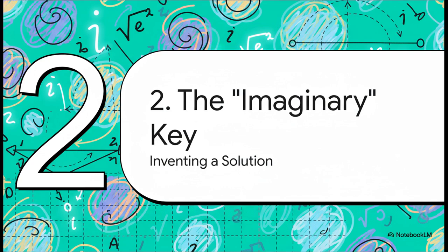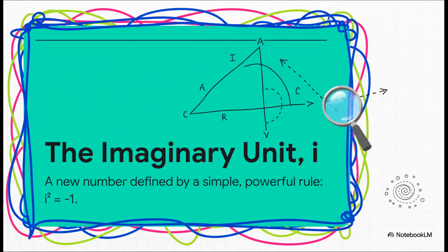So when you're faced with a wall like that, what do you do? Well, if you're a mathematician, you do something kind of bold. You get creative. You ask, what if the rules are the problem? What if we just invented a new rule? And this is it. This is the big idea. This is the key that unlocks everything.